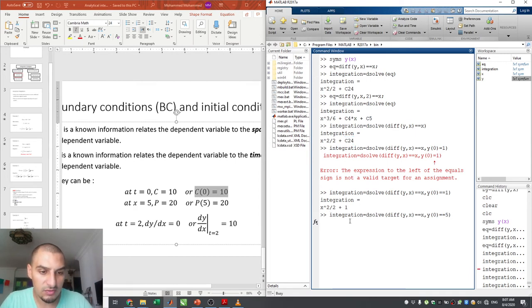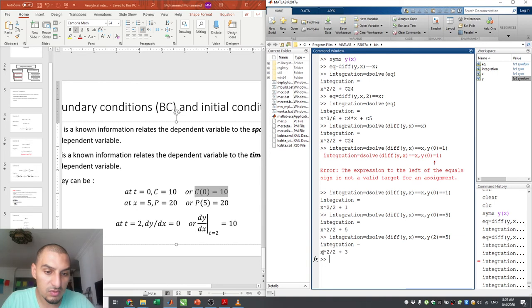You can put it as 5. It's gonna be 5, because this is the value of the constant. You can change it like y of 2, and the equation would be different because the substitution is different now. And now let's see if I have two boundary conditions.